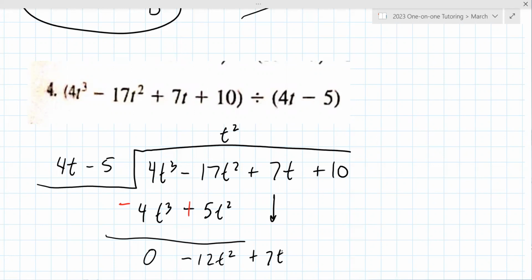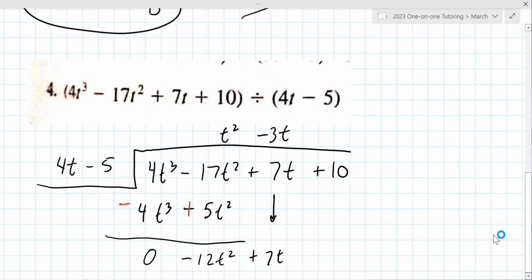What did I? Oh, okay. Never mind. I see it. Okay. So you restart here. You ask yourself, what do you multiply 4t by on the left here to get minus 12t squared? And you're going down, it should be in the t column now. Not always, but in this case it's minus 3t.